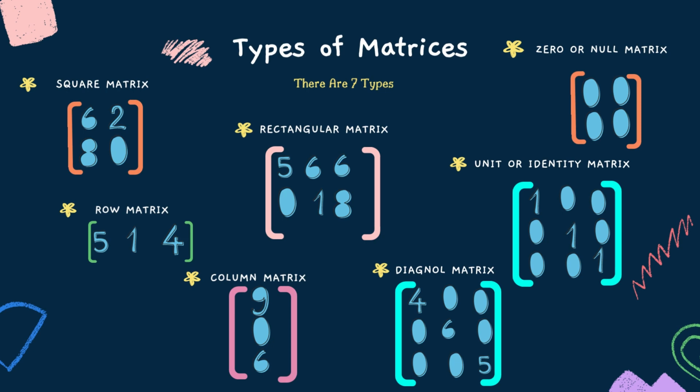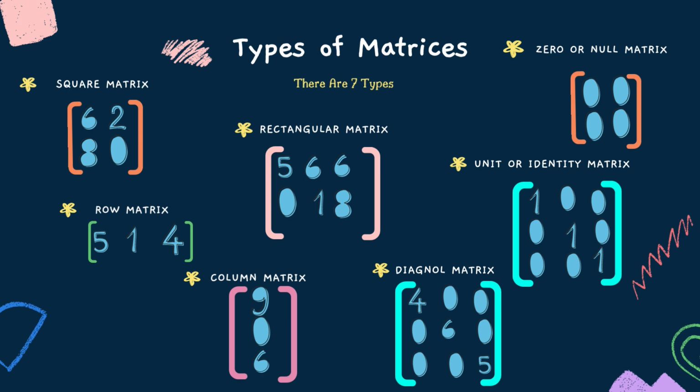Types of matrices. Now there are mainly 7 types of matrices. Number 1, square matrix, in which the number of rows is equal to the number of columns. Example is that 2 by 2 matrix there. Next is the row matrix and the column matrix, in which it has only 1 row or 1 column, thus gets its name.